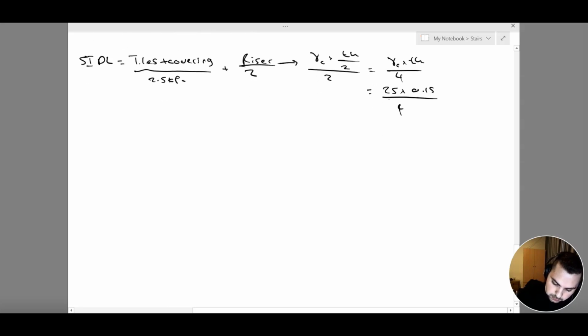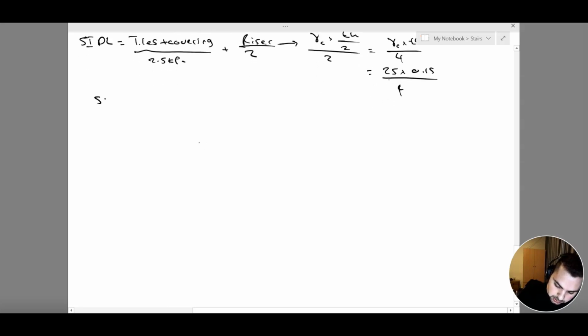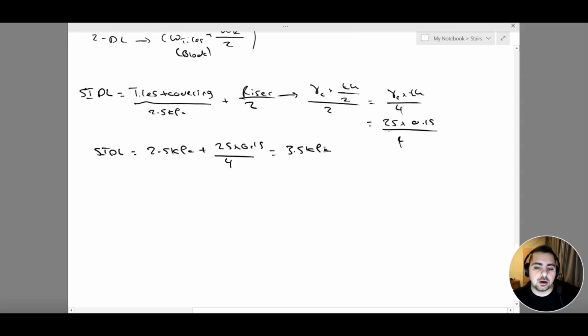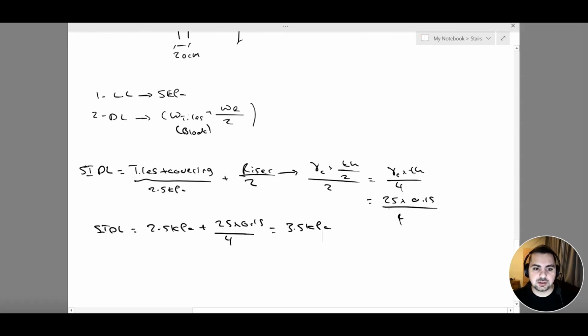So here, if we want to go back to my superimposed dead load calculation, it's going to be equal to 2.5 kPa plus 25 times 0.15 over 4, which will give me a value of 3.5 kPa. So this is my superimposed dead load that I'm going to input to SAP, and my live load value is going to be 5 kPa.